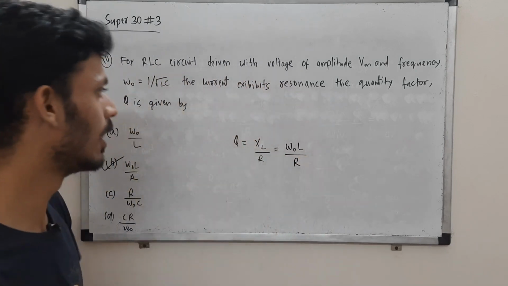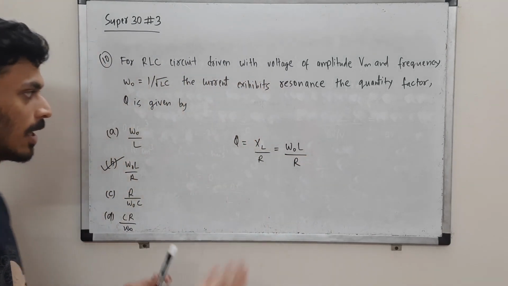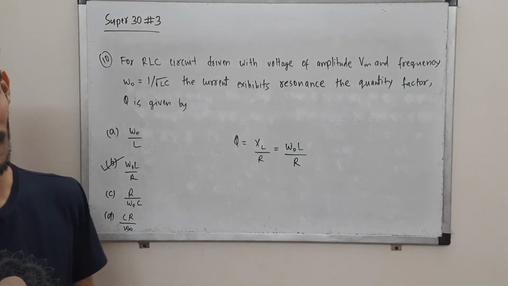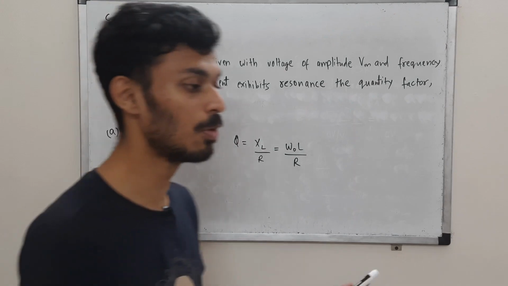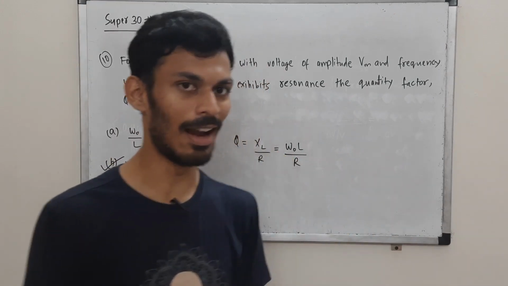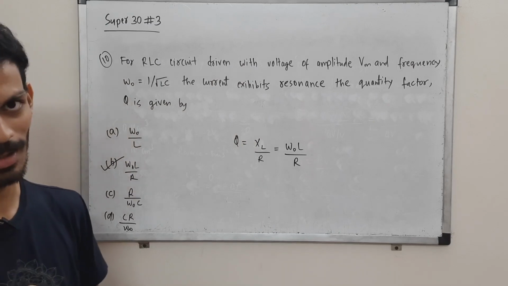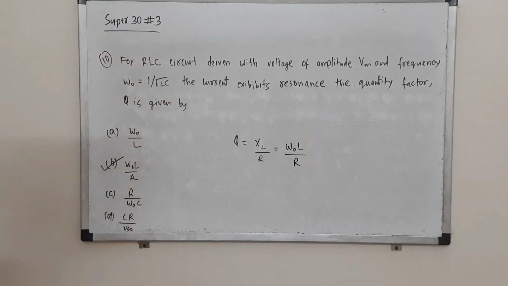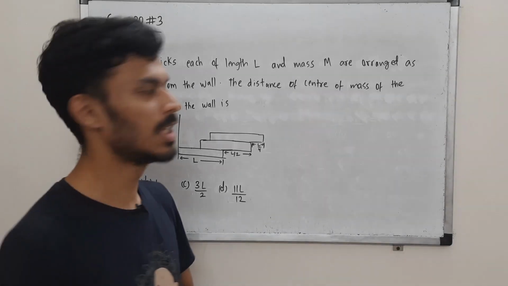But if you knew that XL is omega naught L, you can remember the Q factor in this short way. It's the ratio of two resistances, you can say. One is the impedance due to your inductor, and one is due to your resistor. So that's your answer. Over to the next one. Let's come to question 11.